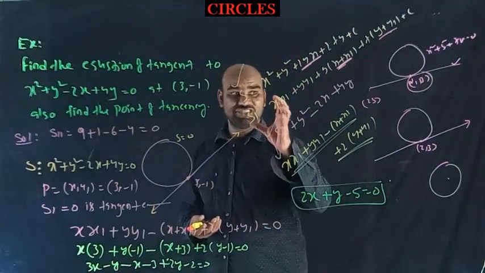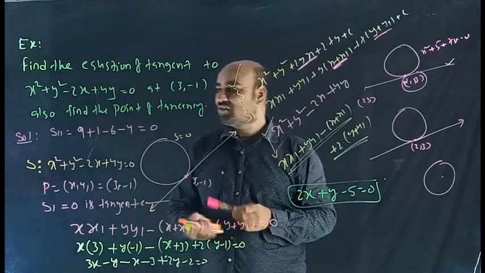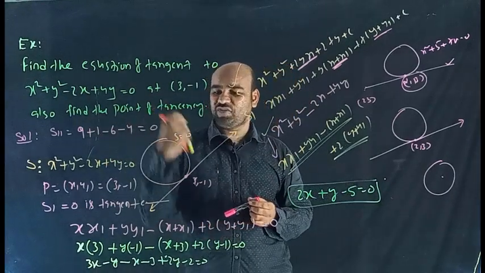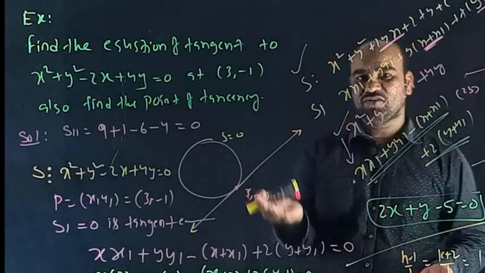Understood? S is given, how to write S1? That is important. So now what do we want? We want to find also the point of tangency. What is the use of finding the point of tangency? Through that point only the tangent is drawn.